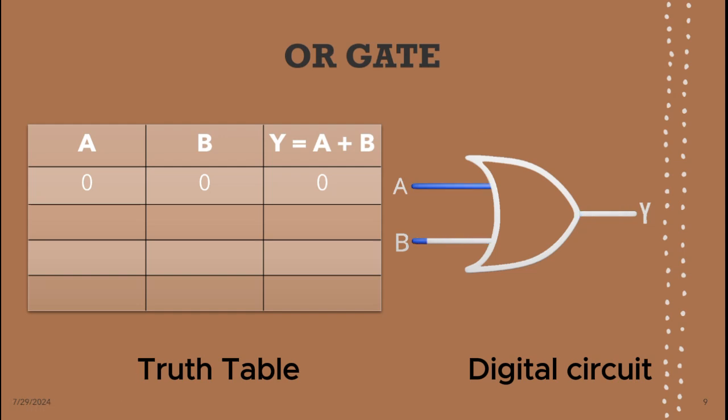Again, consider the same example that you have two different keys and either key can open the secret box. If you have key A or key B or both, the box will open. An OR gate works similarly. It has two inputs, A and B, and one output. If either input, A or B, is true, like having one key, the output is true. The box opens. If both inputs are false, like having no keys, the output is false.